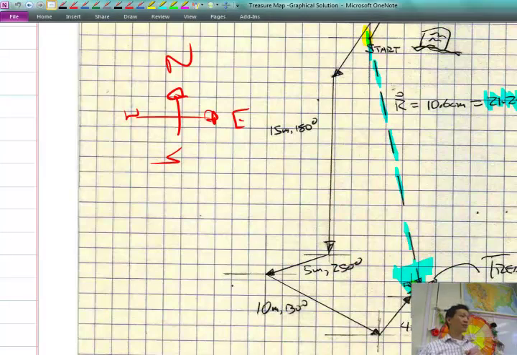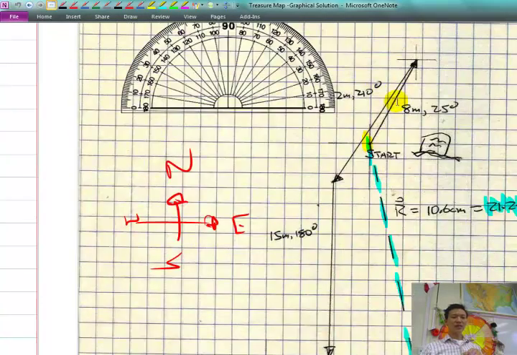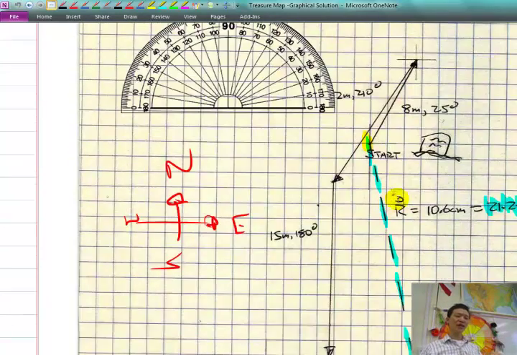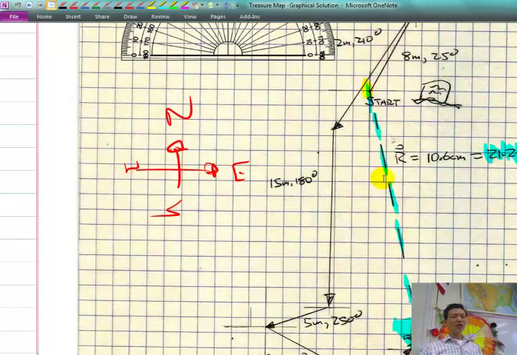So your final treasure map, if all goes well, has 7 vectors labeled so that if you were going on this hunt, you would know which way to go. 8 meters, 25 degrees, 2 meters, 210. There's arrowheads, and then you have your resultant. From where you start to where you finish, sketch that in, make it dotted because it's virtual. Label it resultant, measure to scale, give me size and direction.